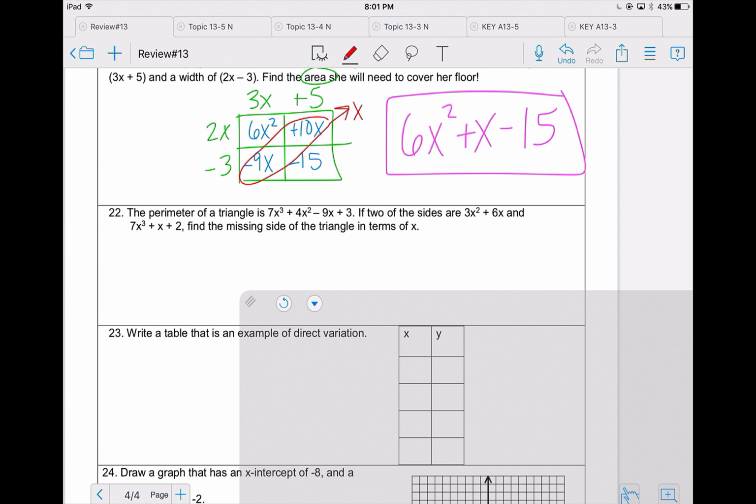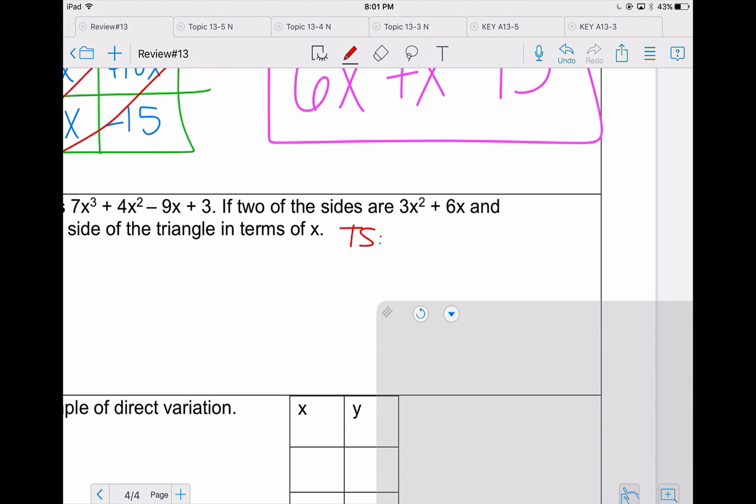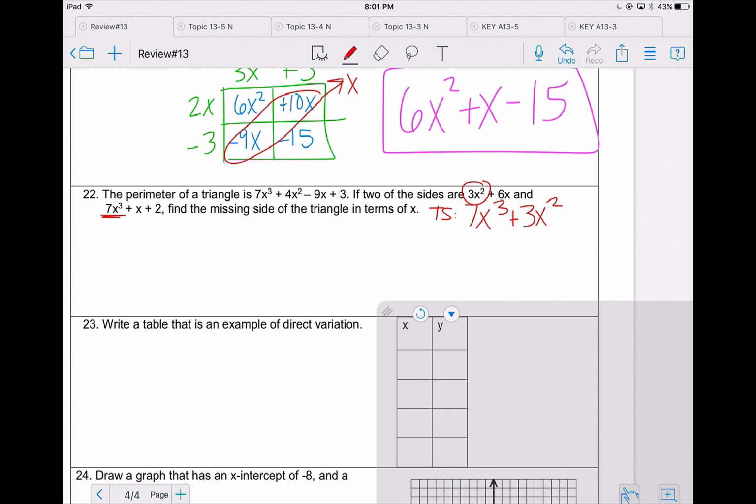Problem 22 gives us the perimeter of a triangle, two sides, and asks for the missing side. So the first thing I'm going to do is find the total for the two sides. For the two sides, I have a 7x cubed and no more x cubes. I have a 3x squared and no other x squareds. I have a 6x and an x for a total of 7x. And then I have a plus 2 for my numbers.